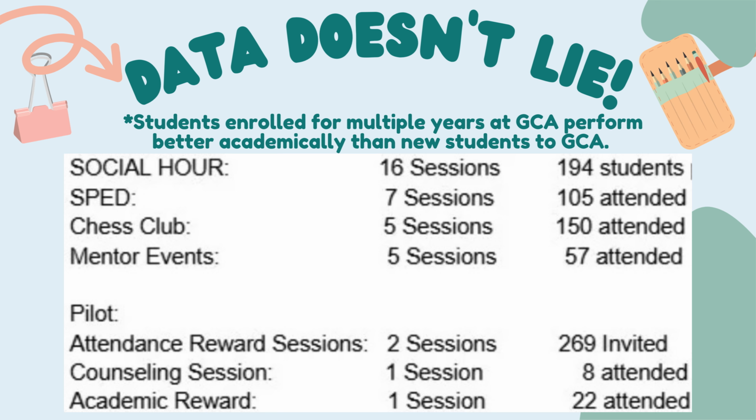At Georgia Cyber Academy, we have found that students who stay enrolled with us for multiple years tend to perform better academically than students who are brand new to our school. Programs like SchoolSpace help support that long-term engagement by building stronger relationships and a greater sense of belonging. You can see here the numbers of our sessions and student participation across several different types of events, including our social hour, special education sessions, chess club, and mentoring programs. These numbers show that students are actively participating and returning to these experiences.